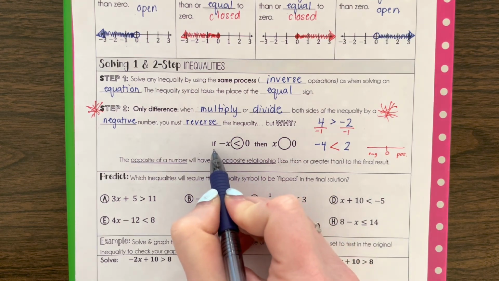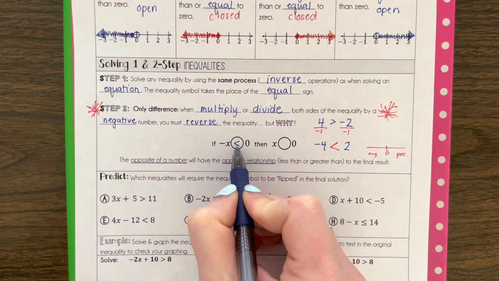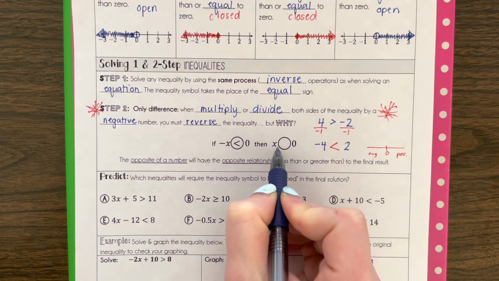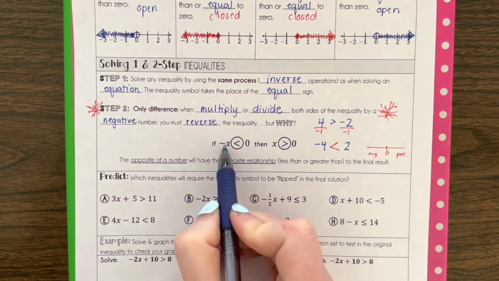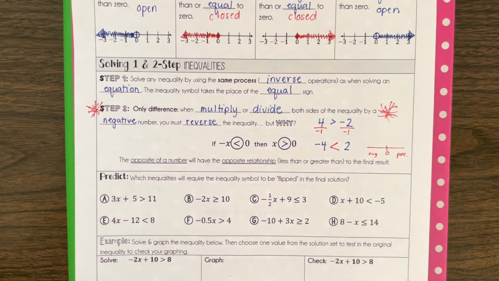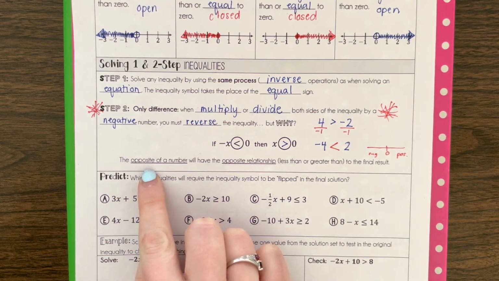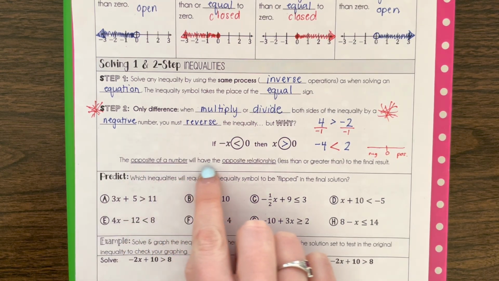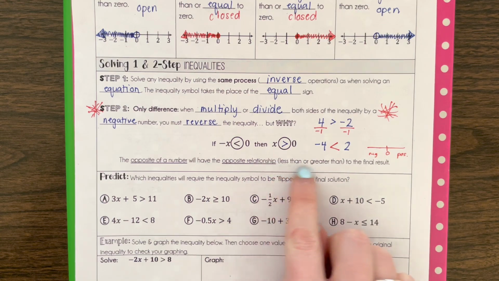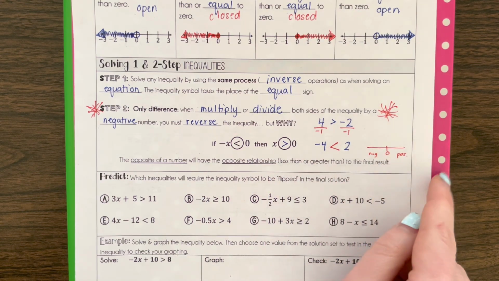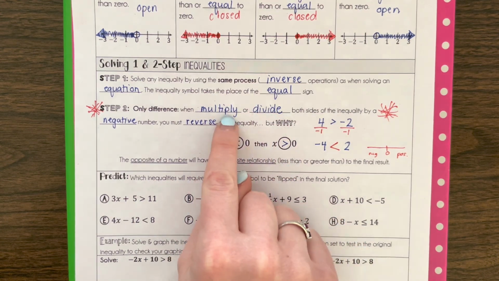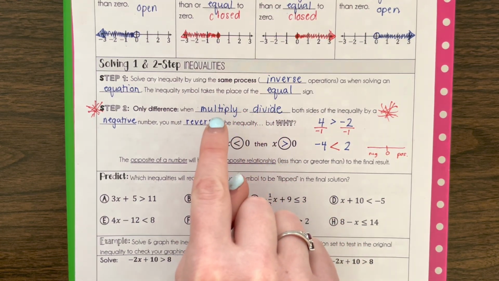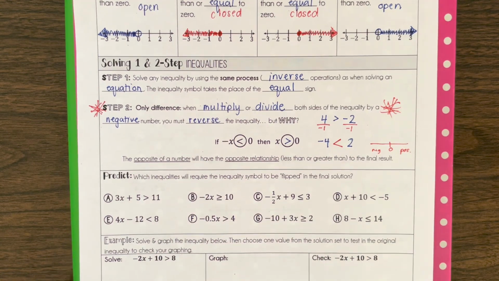So if we're thinking about this, if -x is less than 0, that means that positive x has to be greater than 0, which makes sense because the positive numbers are to the right on our number line, the negative numbers are to the left on our number line. So the opposite of a number will have the opposite relationship, which is that less than or greater than, to the final result. So it just means we're flipping sides on the number line. So anytime you multiply or divide, we must be so careful, and remember we have to reverse that inequality symbol.